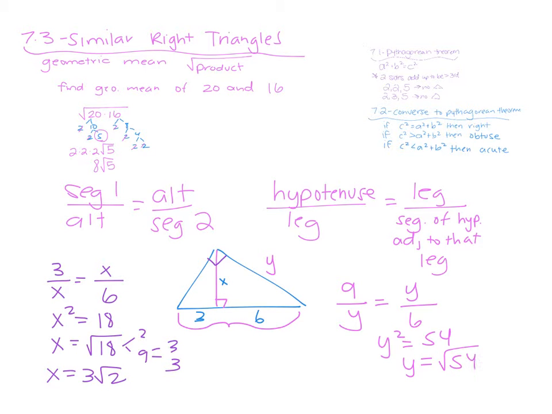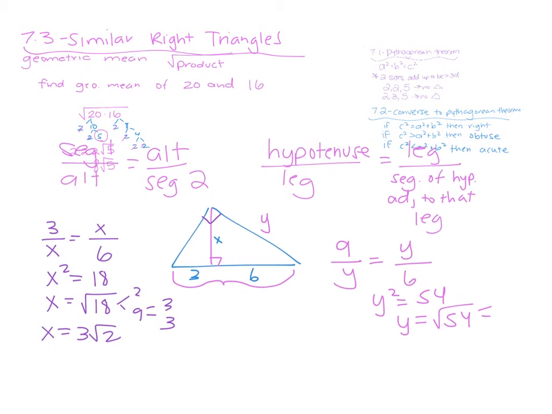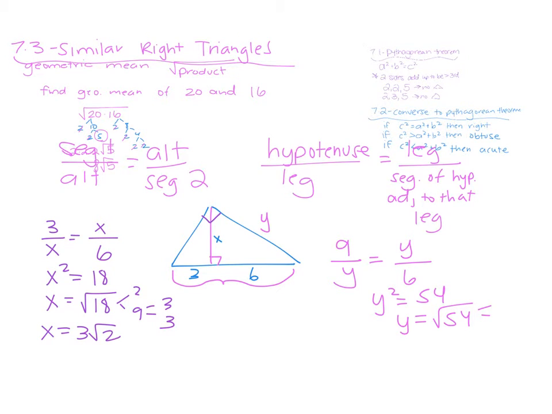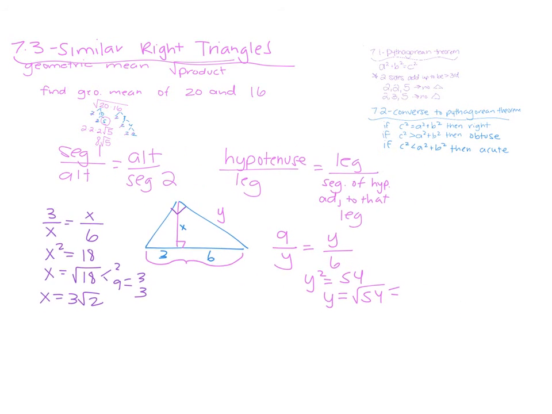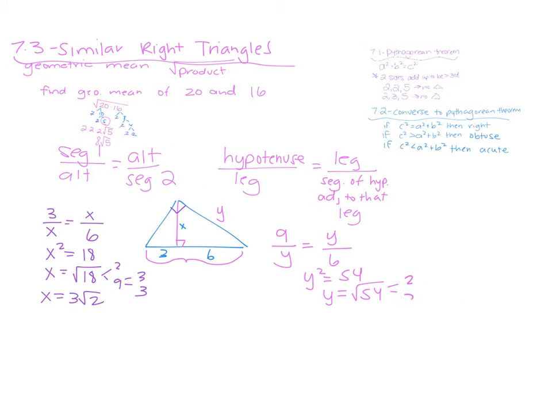Square root of 54, which breaks down. Two and 27, 3 and 9, 3 and 3, and I've got a pair of 3s. And the 3 and the 2 would multiply underneath.